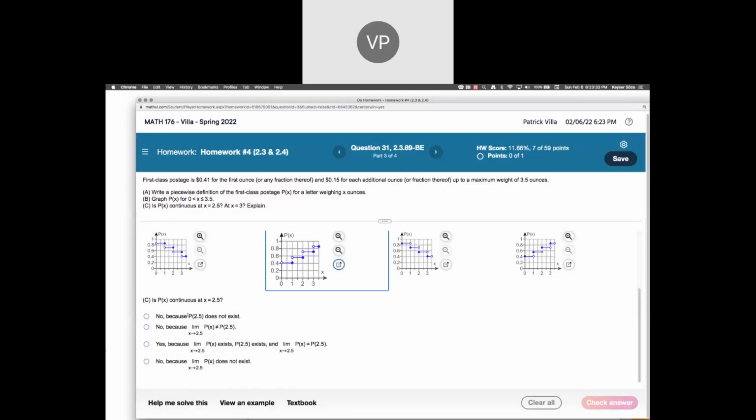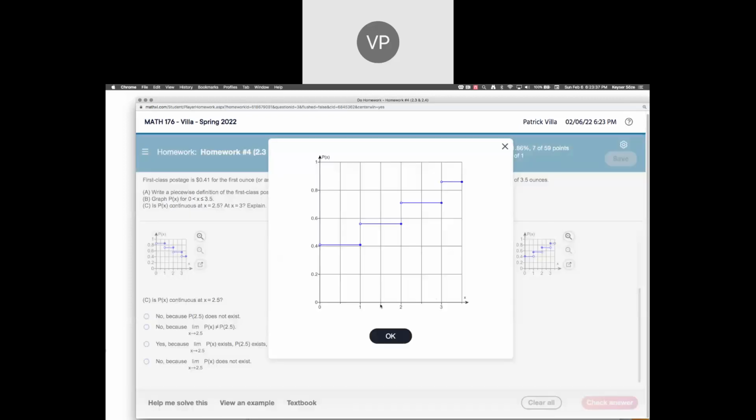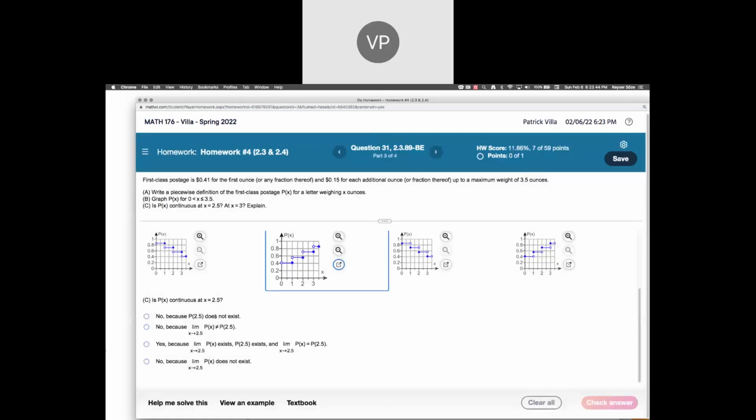No, because P of 2.5 doesn't exist. Well, let's see. Where's 2.5? Right here. Does the actual point exist? Yeah, it does. There's a point right there. So that's not a good enough reason.